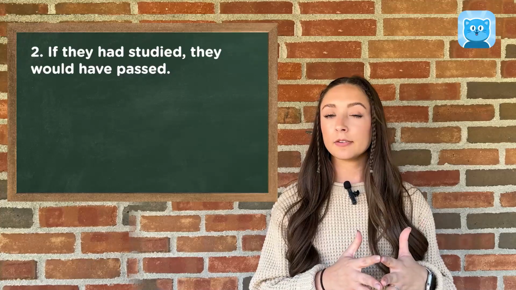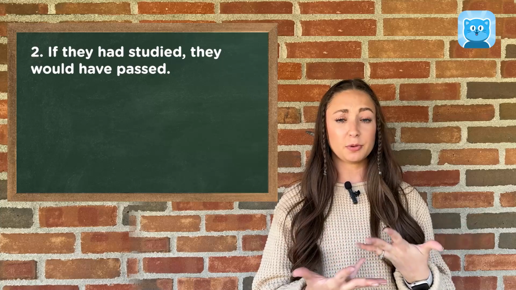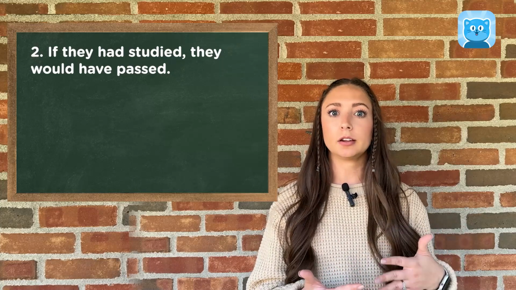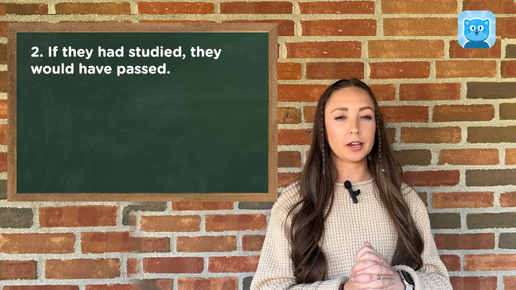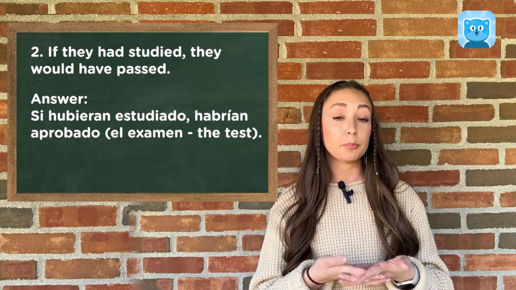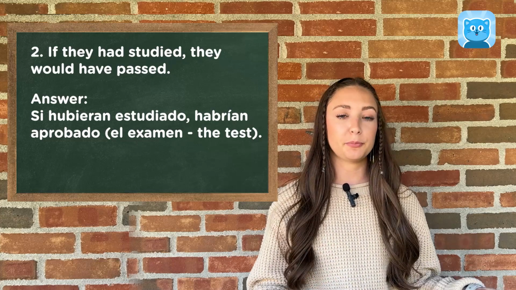Let's do one more example together and then the rest on your own. If they had studied, they would have passed. This is a hypothetical situation, so we are definitely using the subjunctive, and it's triggering the past, had studied. So let's look at what this looks like. Si hubieran estudiado, habrían aprobado el examen. If they would have studied more, they would have passed the test.